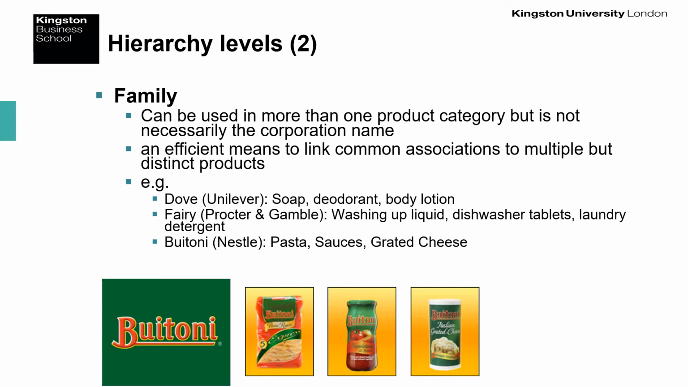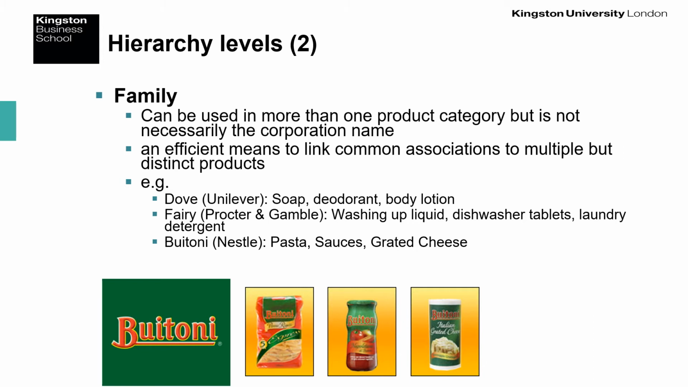So there are a number of examples listed and shown on the slide here. The Buitoni family name is used to link together Italian food products such as pasta, ready-to-use pasta sauces, grated Parmesan cheese, and so on. And Buitoni is owned by Nestle. One of Unilever's very successful family brands is Dove. And this is a family brand that is used to group together a range of personal care products such as soap, deodorant, body wash, body lotion, and so on.